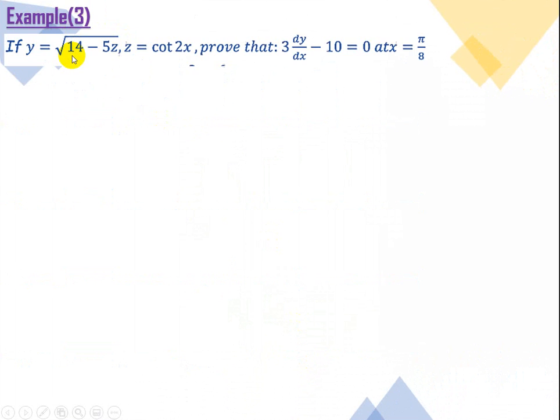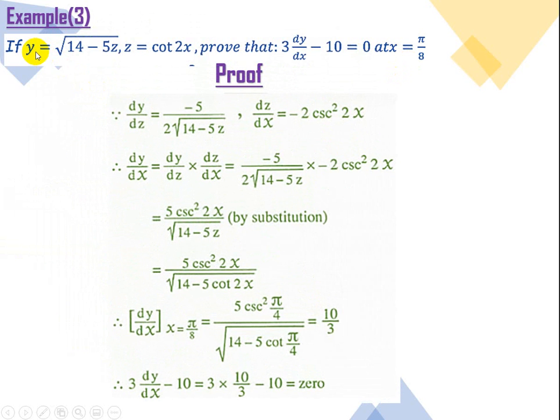Exercise number 3. If y equals root 14 minus 5z and z equals cot 2x, prove that 3 dy by dx minus 10 equals 0 at x equals pi over 8. Since dy by dz equals 1 over 2 times root 14 minus 5z times the derivative inside the root, which is negative 5, it will be negative 5 over 2 root 14 minus 5z.